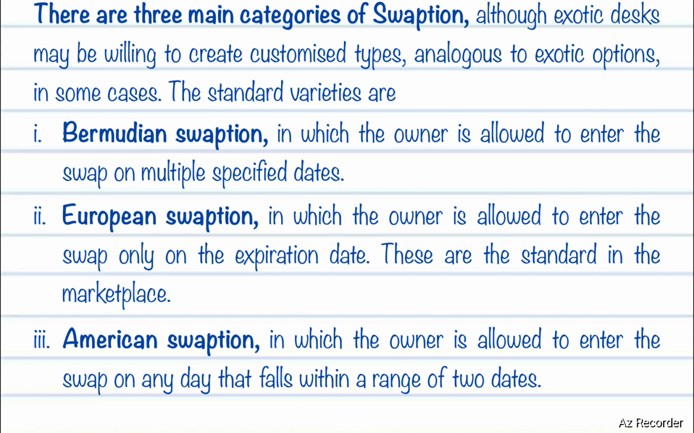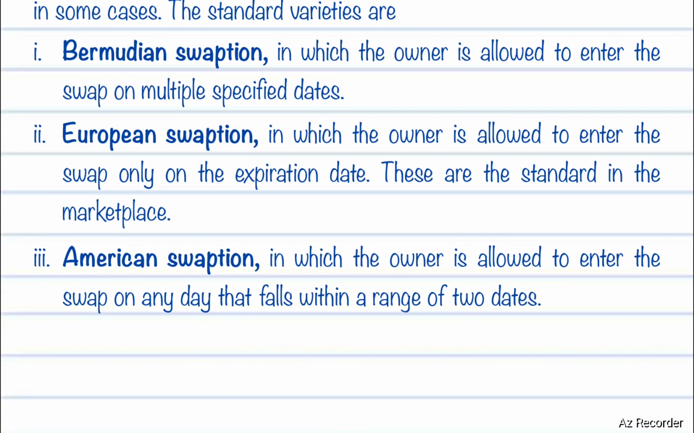European swaption, in which the owner is allowed to enter the swap only on the expiry date, that is, the expiration date. These are the standard in the marketplace. Next, American swaption. An American swaption is a swaption in which the owner is allowed to enter the swap on any day that falls within the range of 2 dates.